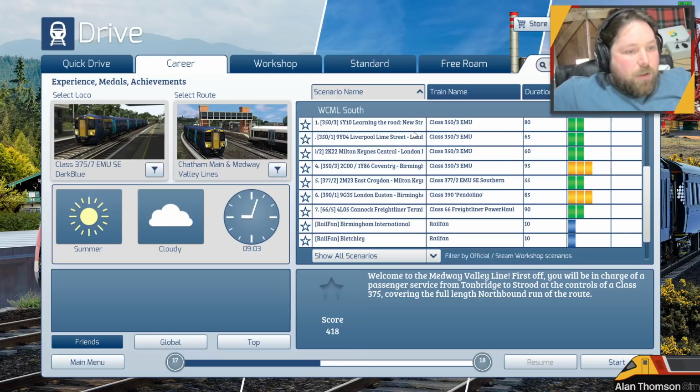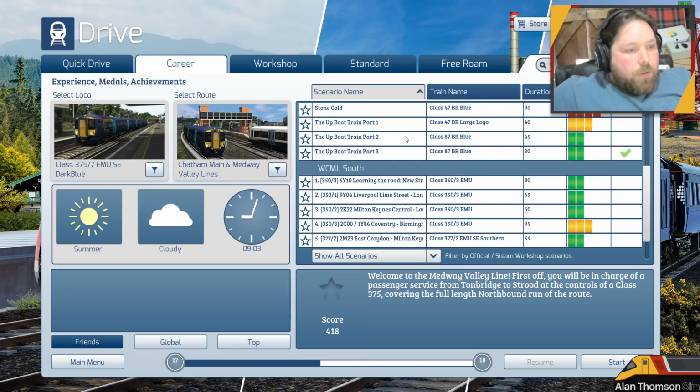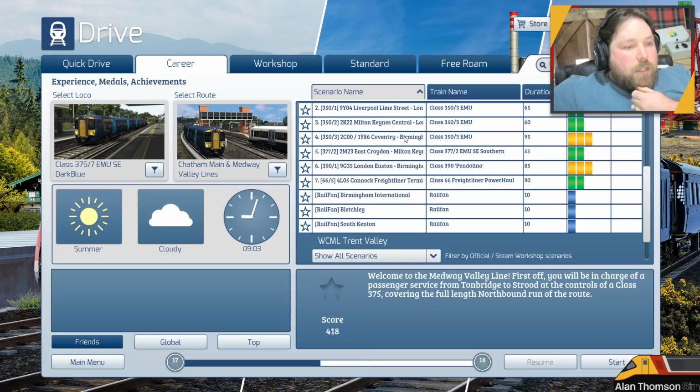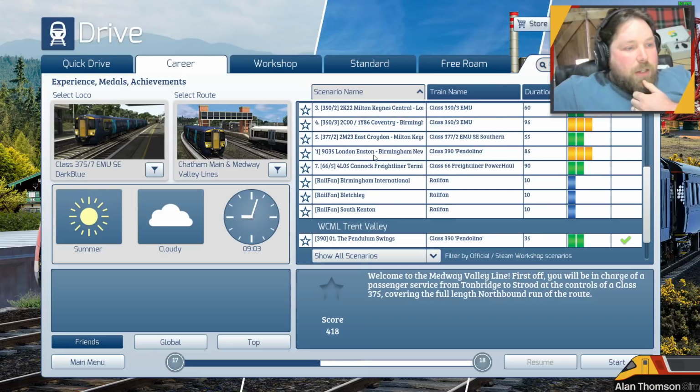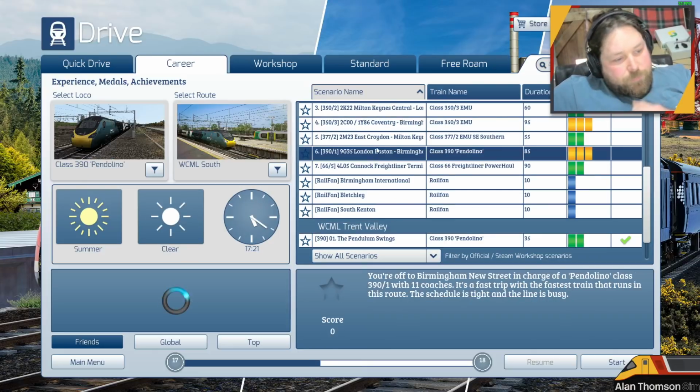West Coast Main Line South. Let's pick something like London Euston, Birmingham New Street. So this is us loading at Birmingham New Street. I'm going to time this.